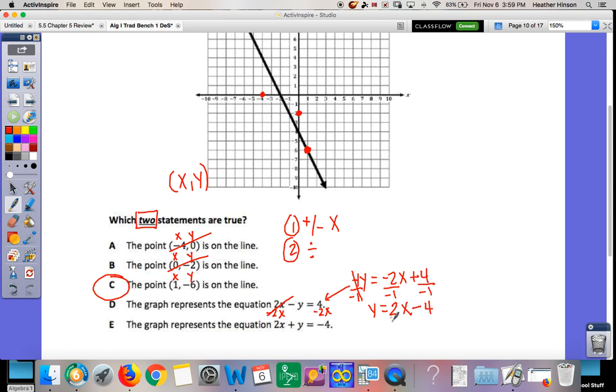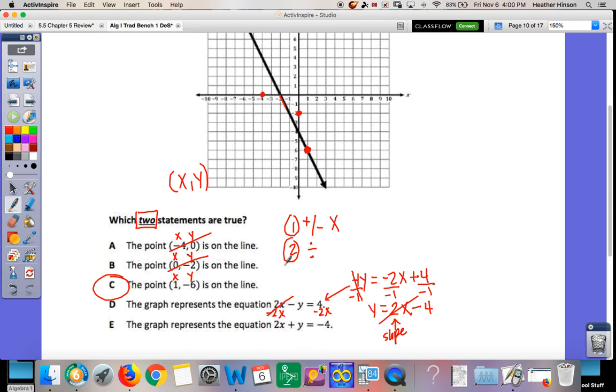Is that correct? Is your slope a positive 2? Nope, your slope is going down. Not even knowing if it's 2 or not, your slope is going down, so it's not the right slope. So let's check E.